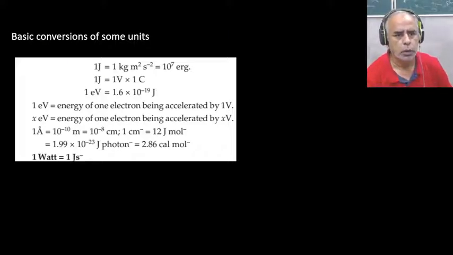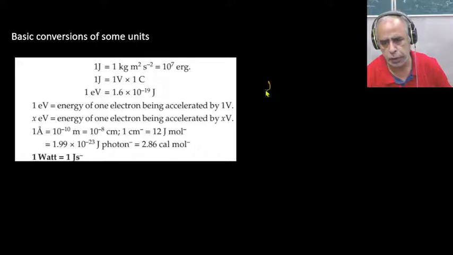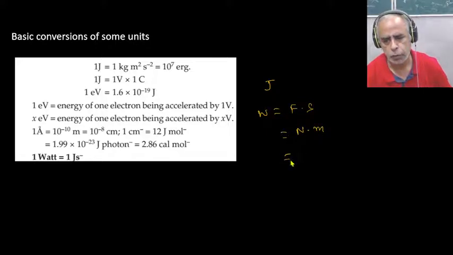1 joule is equal to 1 kilogram meter squared per second squared, that is equal to 10 power 7 ergs. Now let us work out what we mean by joule. It is a unit of work. We know already work is equal to force into displacement. So for force we know Newton, into displacement meter, and this force is nothing but F is equal to ma, so that we can further work out mass, that is kg, and acceleration, that is m s power minus 2.